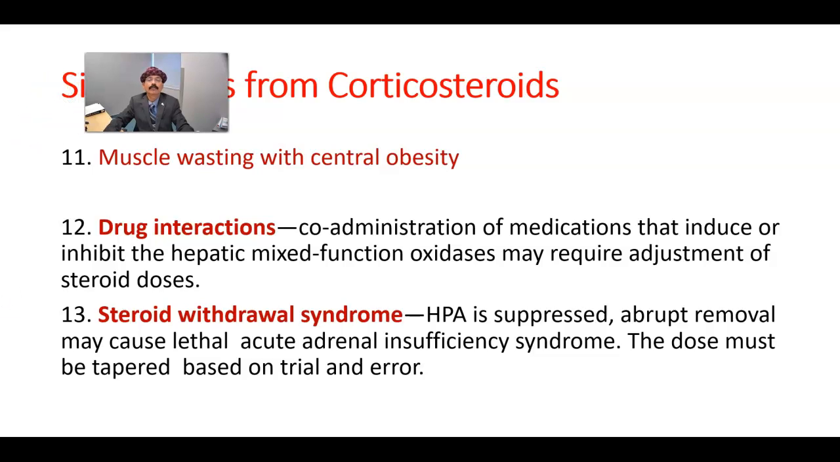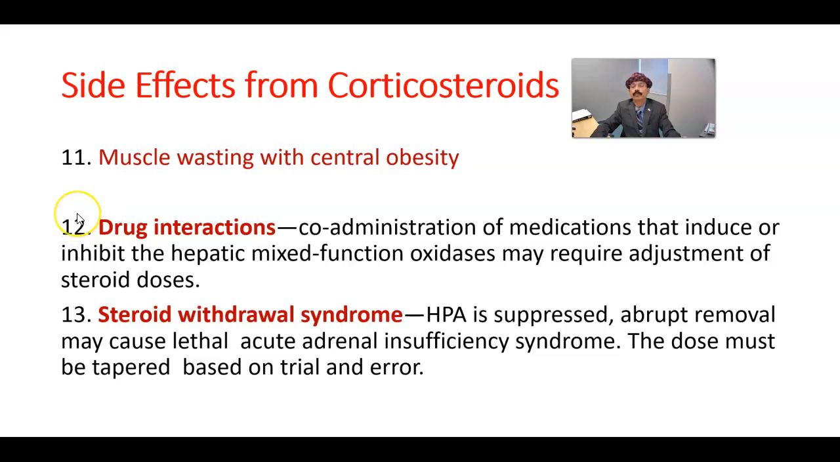Okay. So muscle wasting and central obesity is also a possibility. There will be central obesity, but the muscles of the limbs, the hands and legs, the upper limb and lower limb, will be wasted. Drug interaction is very common because a lot of drugs go through liver metabolism. The steroid itself also goes through liver metabolism. Co-administration of medication that induces or inhibits hepatic mixed function oxidases may require adjustment of steroid doses.